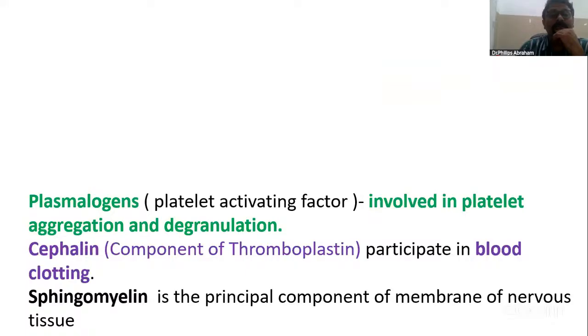You should know some functions of phospholipid. What are the functions? What are the types? Phospholipids are glycerophospholipid and sphingophospholipid. In glycerophospholipid, the most important is phosphatidylcholine. Phosphatidylcholine is a major one. It's a lung surfactant.